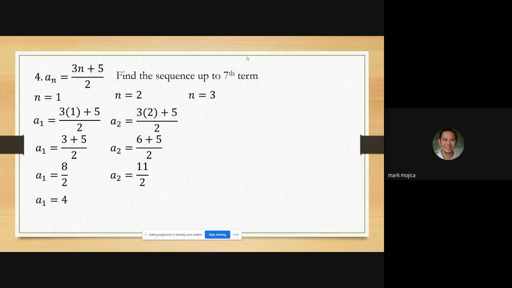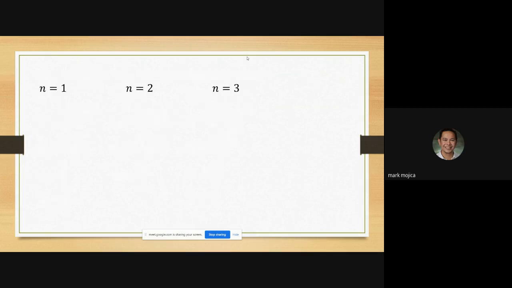Notice, I did not simplify it to a mixed fraction. I just left it there because I don't want to make it difficult for you. But if you answer 5 and 1 half, that is also correct. Okay? Correct. But if not, that answer is okay. Okay, so you have 3 times 3 plus 5. So that is 9 plus 5. You have 14. Notice that 14 is divisible by 2. So that is 7. Okay? I hope that is clear. So you continue up to the 7th term, for you to practice yourself more about this.